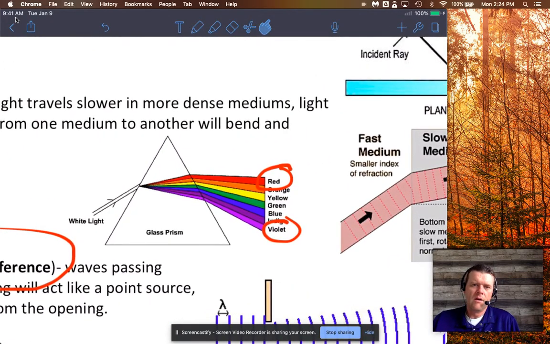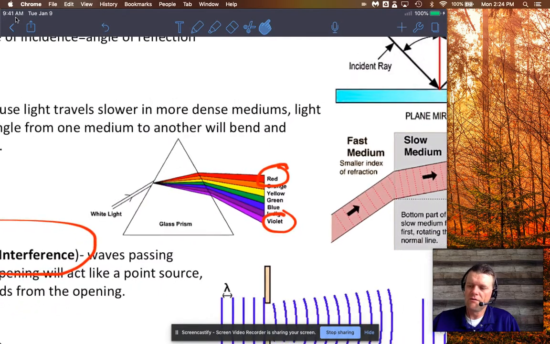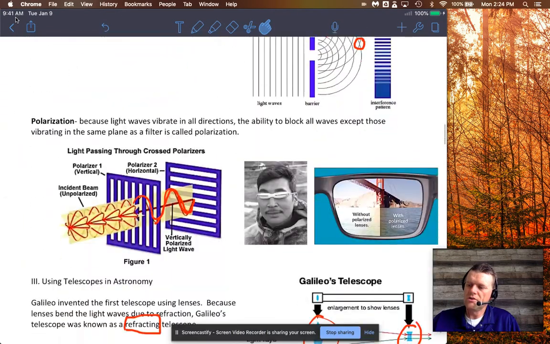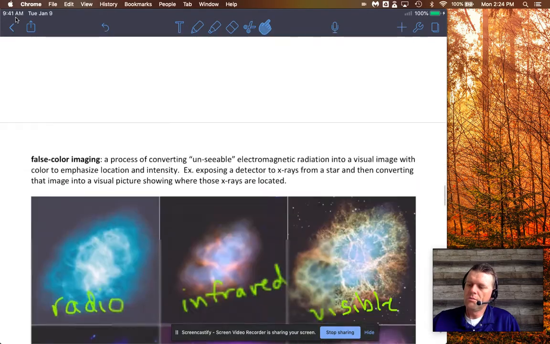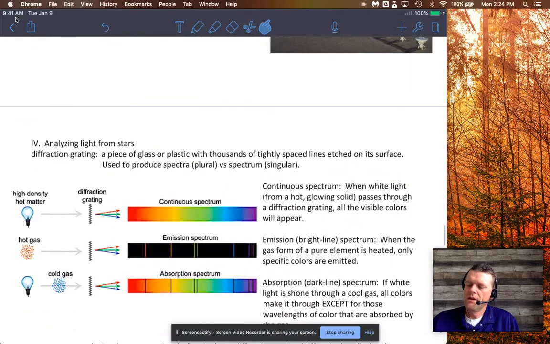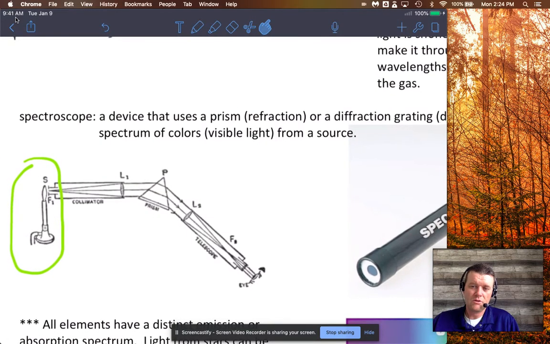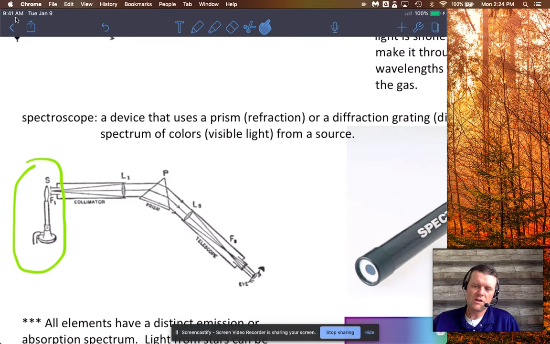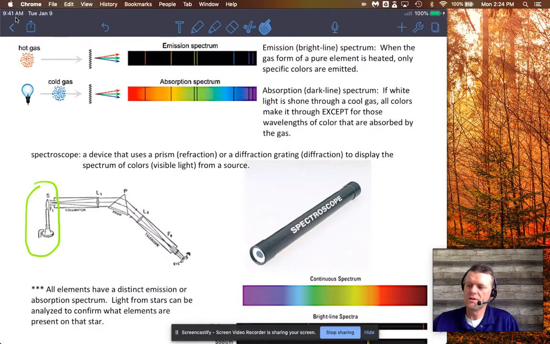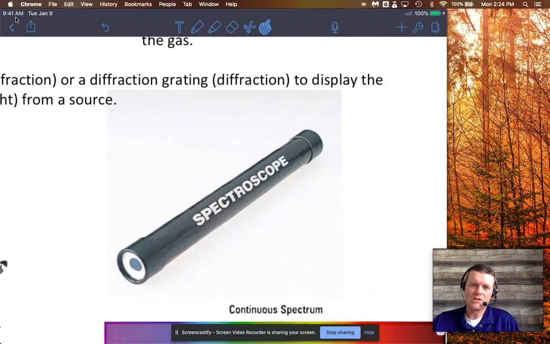Okay, different colors will refract at different angles, and sorry to jump around so much, but that will produce a spectrum. And so one method is to use a prism, which uses refraction to create this spectrum or range of colors. And the other one is just to use a diffraction grating.